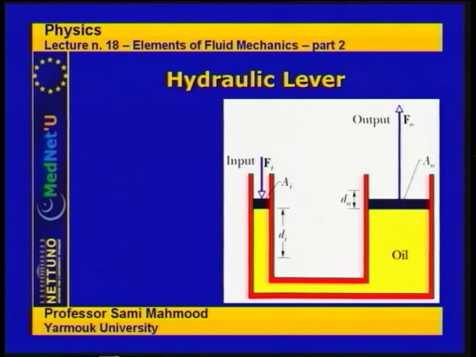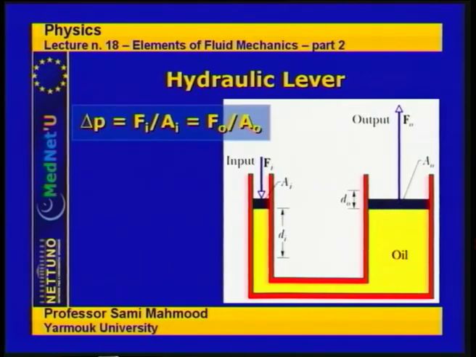Now, in the narrower end, if we exert a pressure by introducing a force to the area A sub I at the input end of the lever, then the pressure that we exert on that piston is simply delta P equal to the force that we exert, F sub I, divided by the area A sub I of that piston.